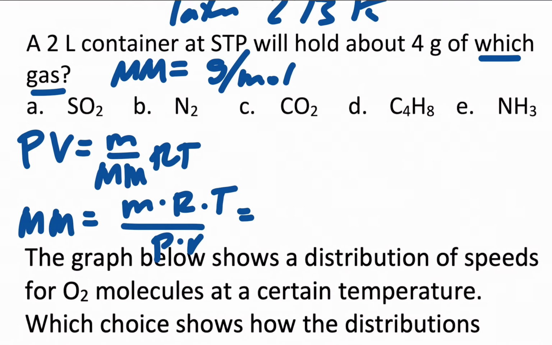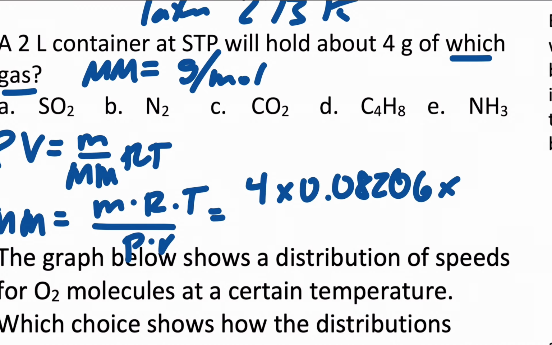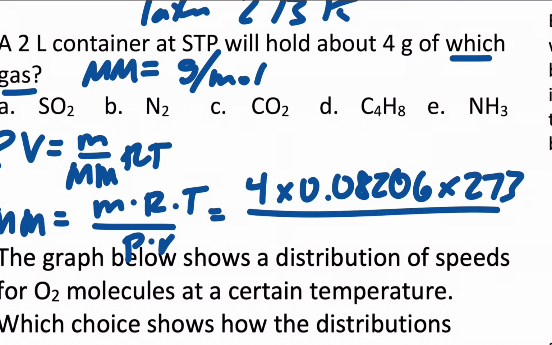So the molar mass of a gas is based on how hot it is, the pressure, its volume, and how much of it you have. We have 4 grams times 0.08206 R value times standard temperature 273, all over the pressure of 1 and a volume of 2.